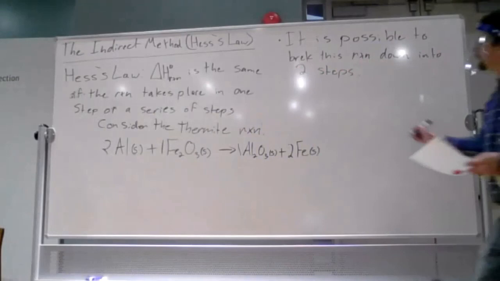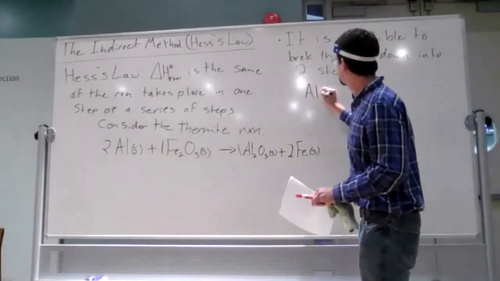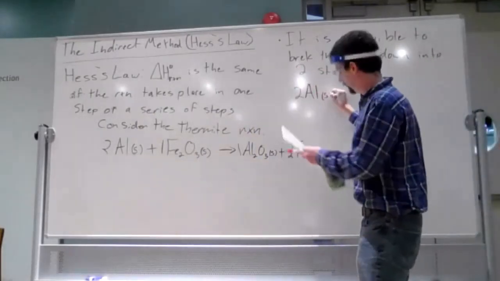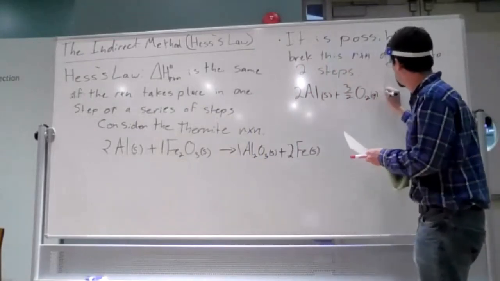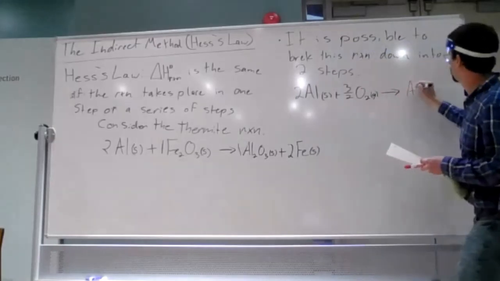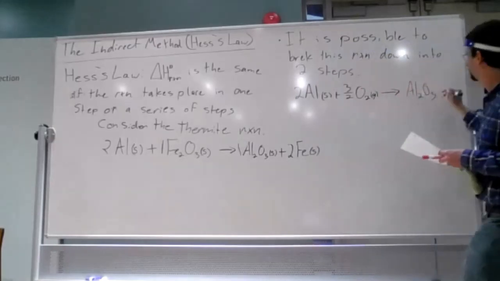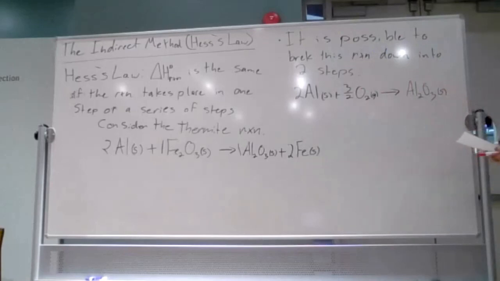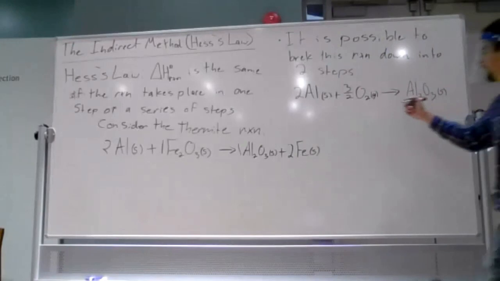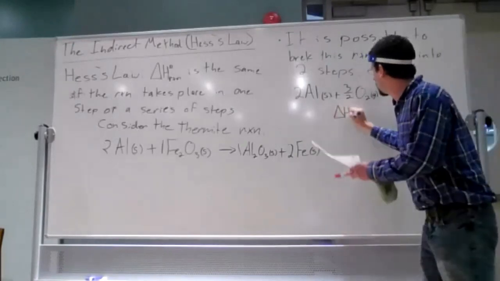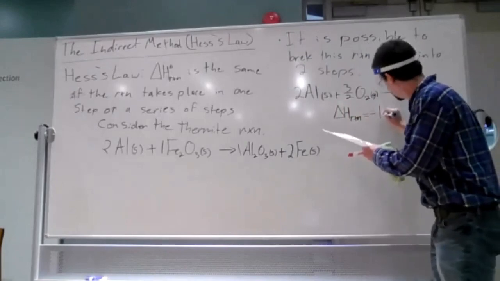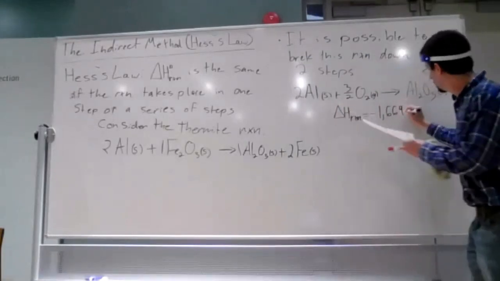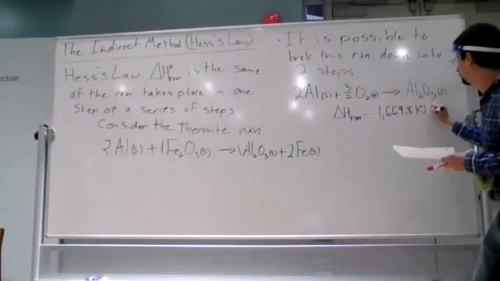The first step, we have two solid aluminums, three halves O2 gas. They react and we form our aluminum oxide. I didn't give myself enough space. Typically, you have this on the same line. The delta H of this reaction is equal to negative 1,669.8 kilojoules per mole.